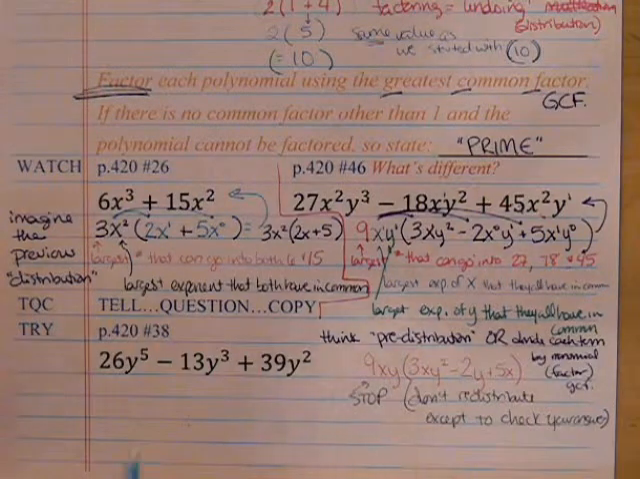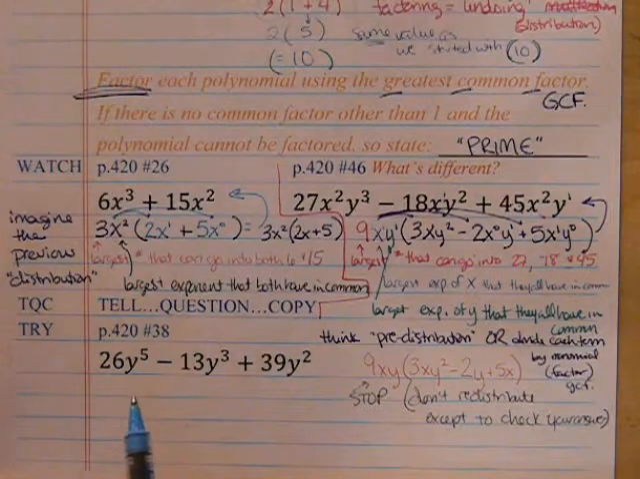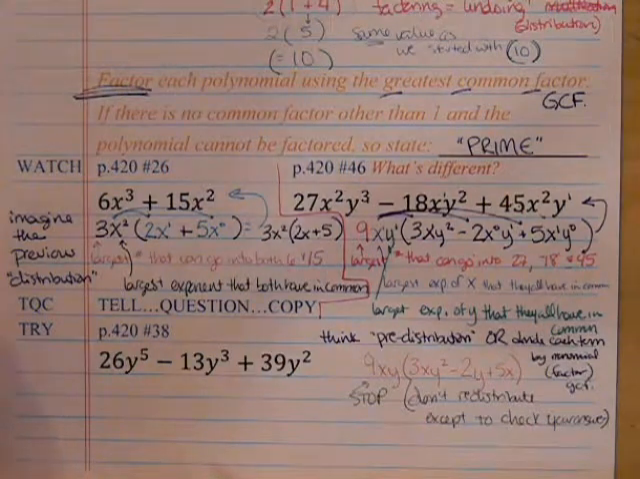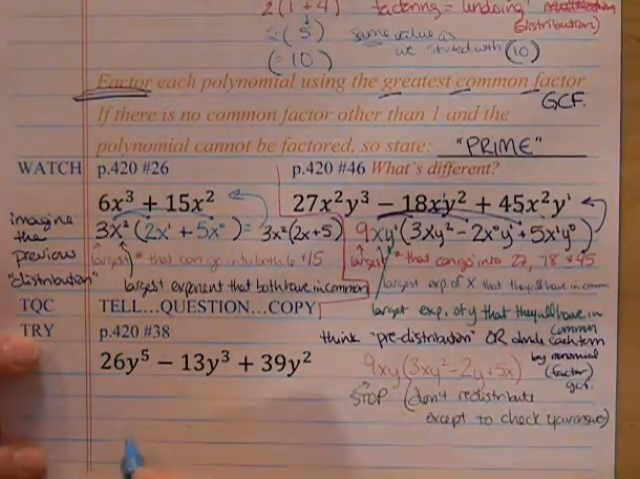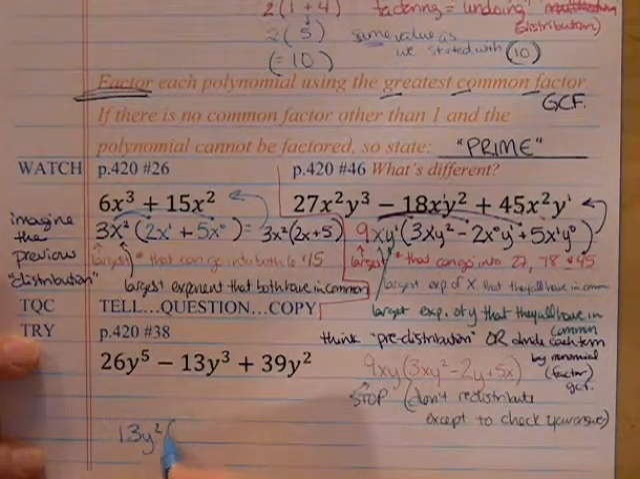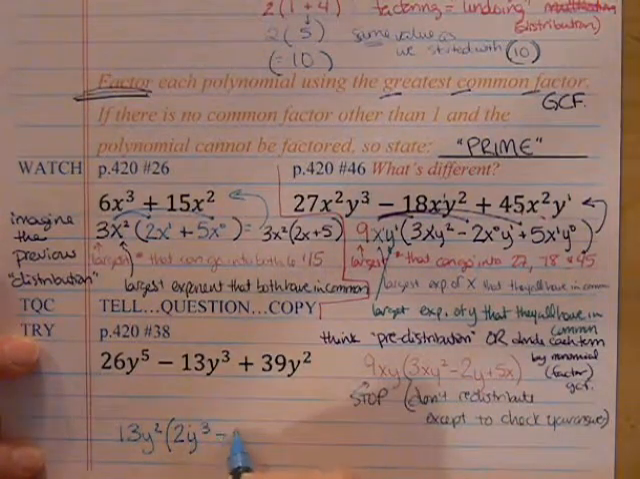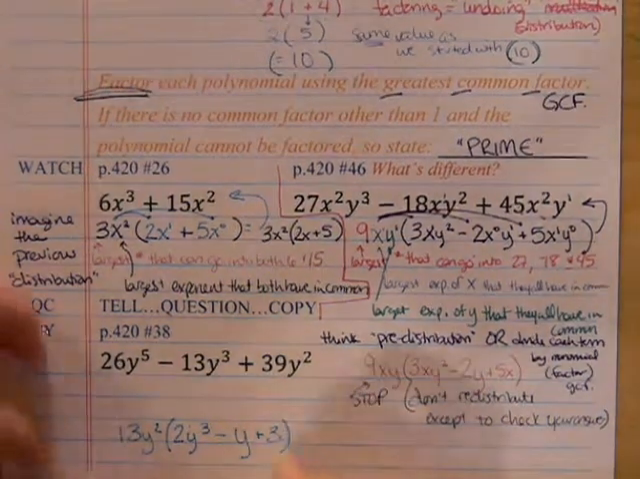And then you'll want to pause the video here so that you can try number 38. Come back in a minute after you've paused and you'll see the answer. And when you do come back, that answer should look like the GCF of 13y squared, which would leave behind, after you factored that out, 2y cubed minus 1y, or just minus y, plus 3.